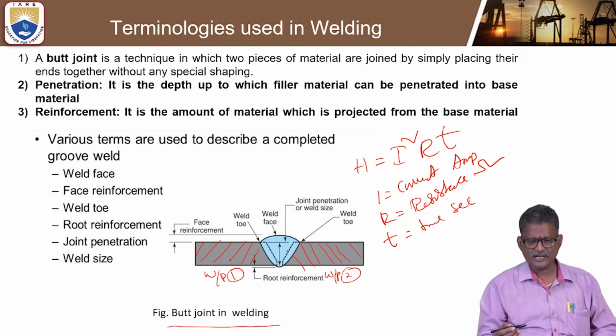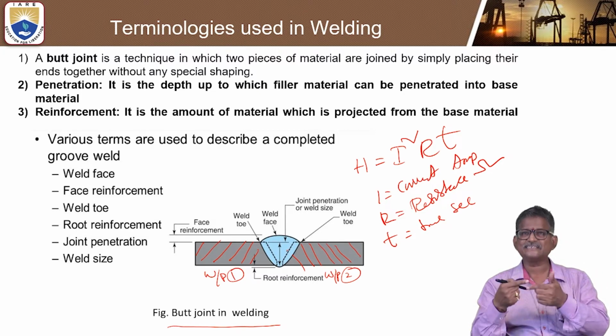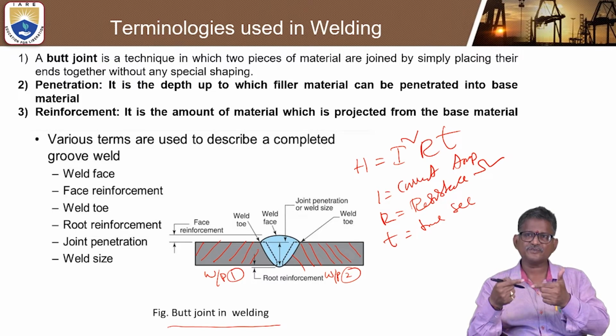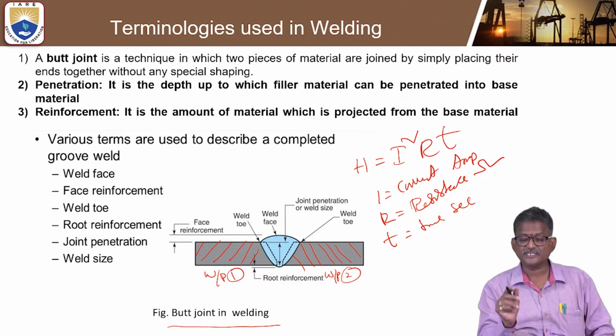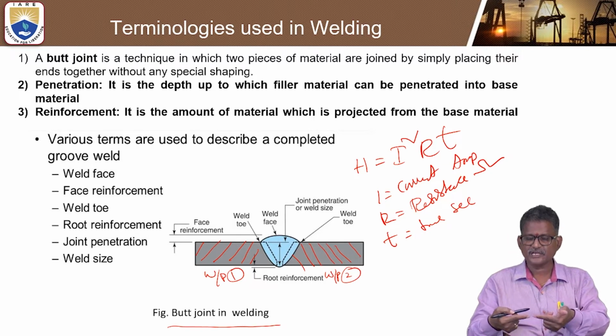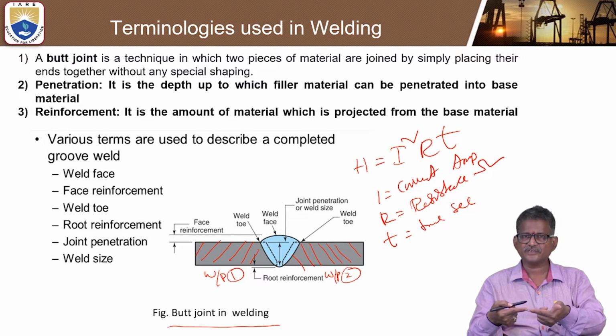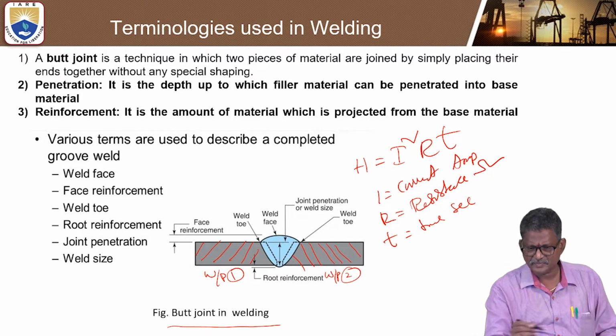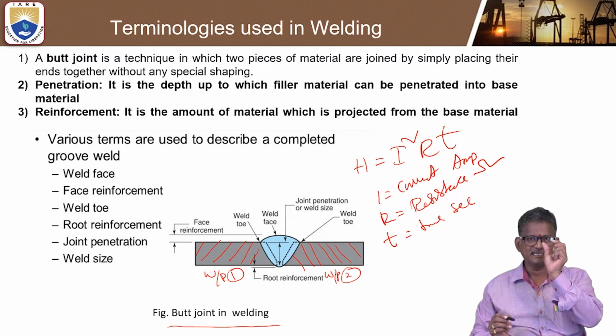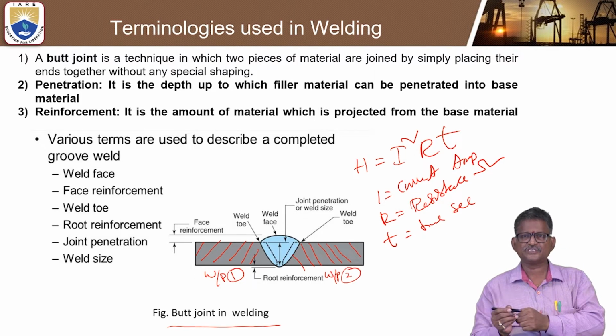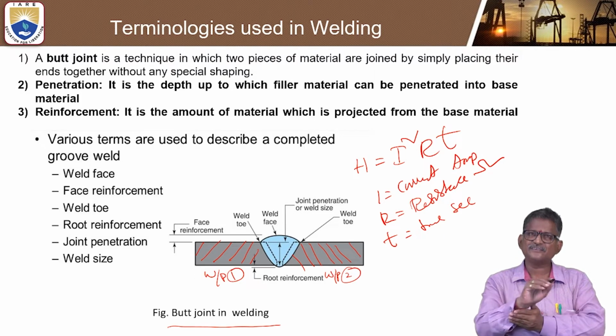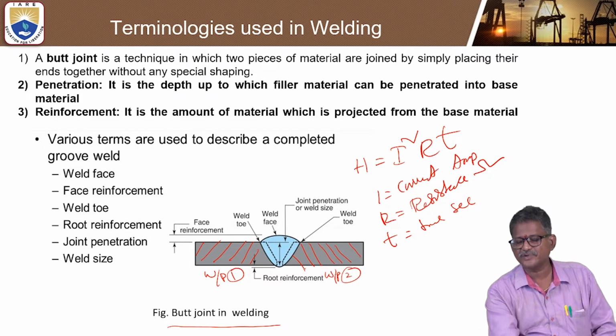we will call a weld toe. Generally, the butt joint is a technique in which two pieces of material are joined together by placing their ends together without any special shaping. Okay, simply two pieces can be kept parallel, and you can perform this with the help of the filler rod. And in that, what about this penetration or weld size? It is the depth to which filler material penetrates into the base material. So this is called the base material.